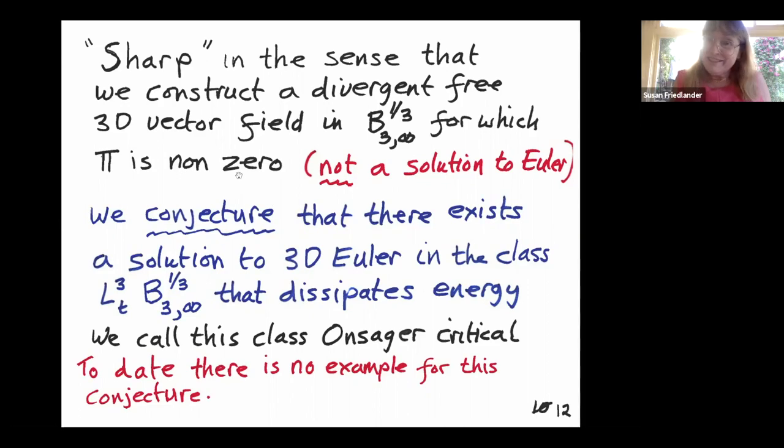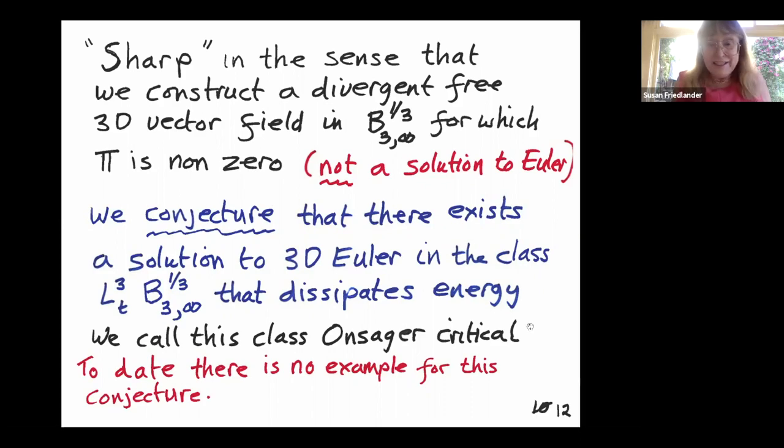So this is interesting, but not vitally interesting, as it would be if this object that we construct were actually a solution to the unforced three-dimensional Euler equation. It is not. It would be wonderful if it was. And we conjecture that there exists a solution to the three-dimensional Euler equation in this class, L^3 in time and B^{1/3}_{3,∞} in space, that does dissipate energy. And we call this class Onsager critical.